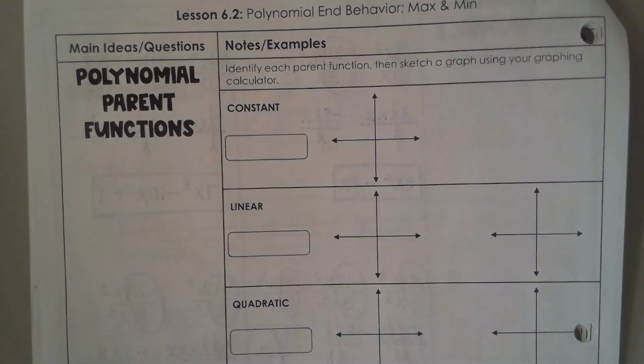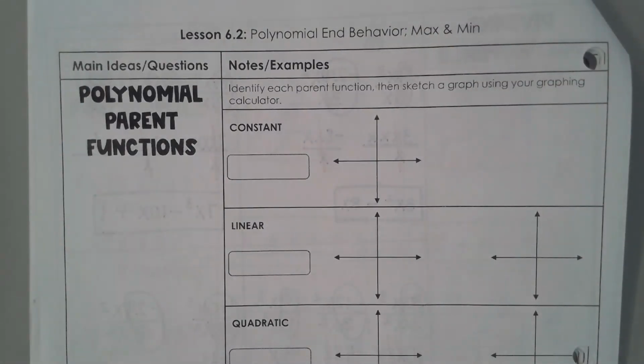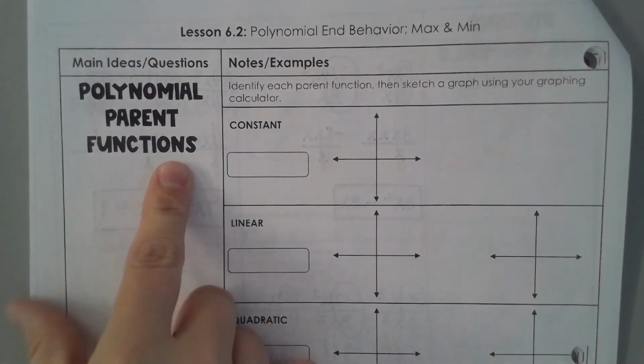Early on in 6.1, we talked about polynomials and we named them. And part of the name came based on the degree. Now that degree also determines what the graph is shaped like. So we're going to look at those graphs.